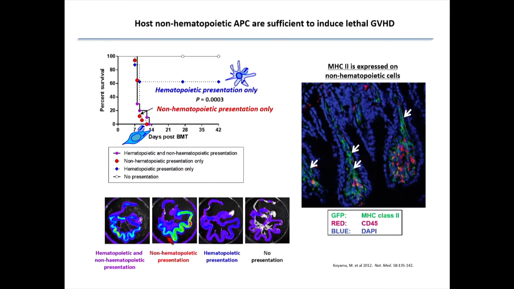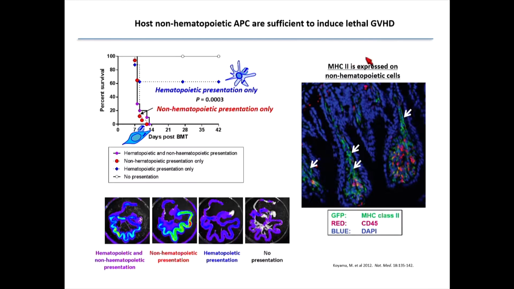And then again, here is the T cell expansion. The host hematopoietic and non-hematopoietic APC group have a good expansion of T cells, and the non-hematopoietic APC group is similar. However, the hematopoietic APC only group has much less expansion of the T cells. So host non-hematopoietic APC are sufficient to induce lethal GVHD.